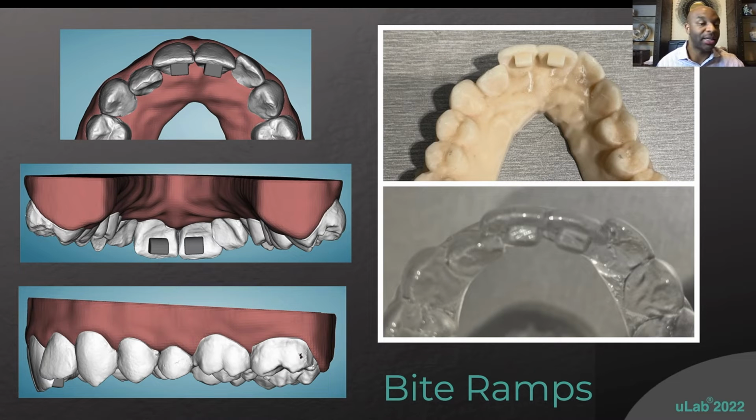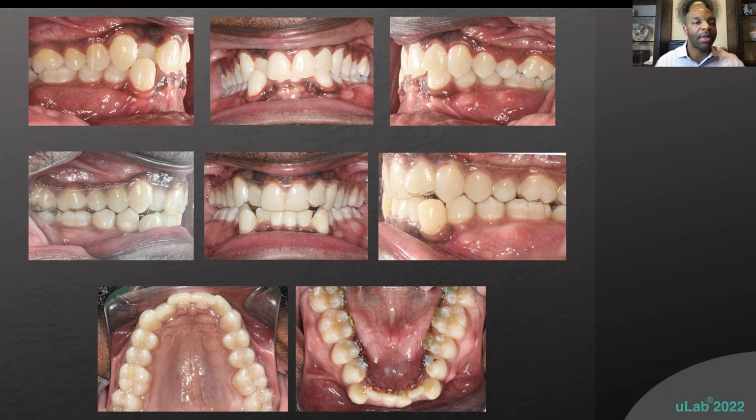And so that's what I did. I went in, I loaded his upper arch into uDesign, put some attachments and flipped them around to mimic bite ramps, and printed it and did a suck down. And I have my own bite ramps to go off of. And this is what it looks like.